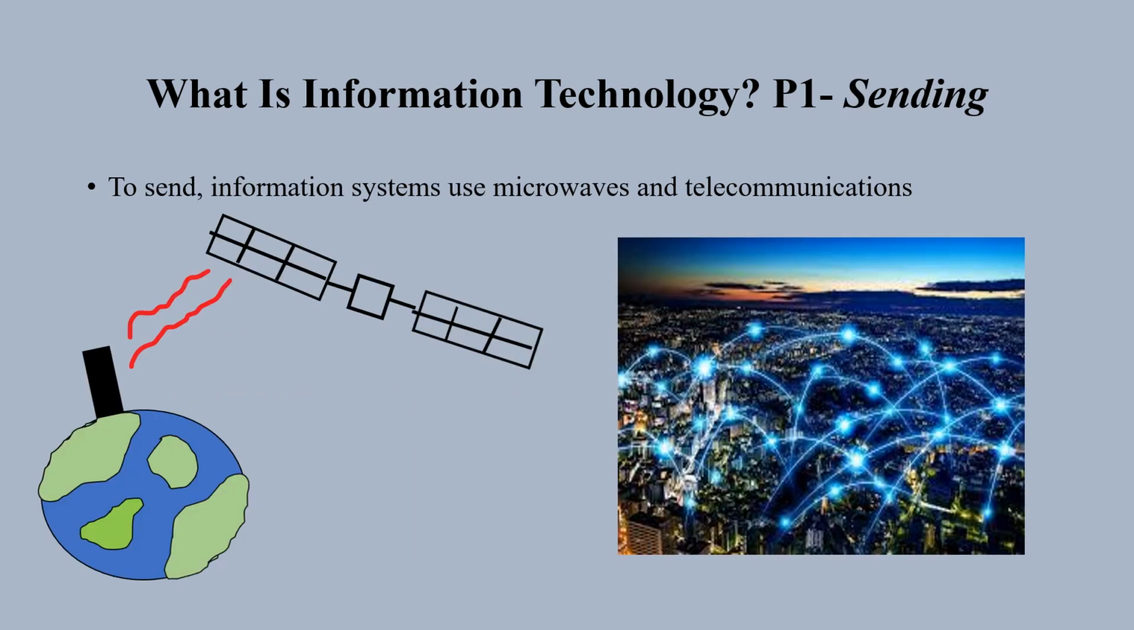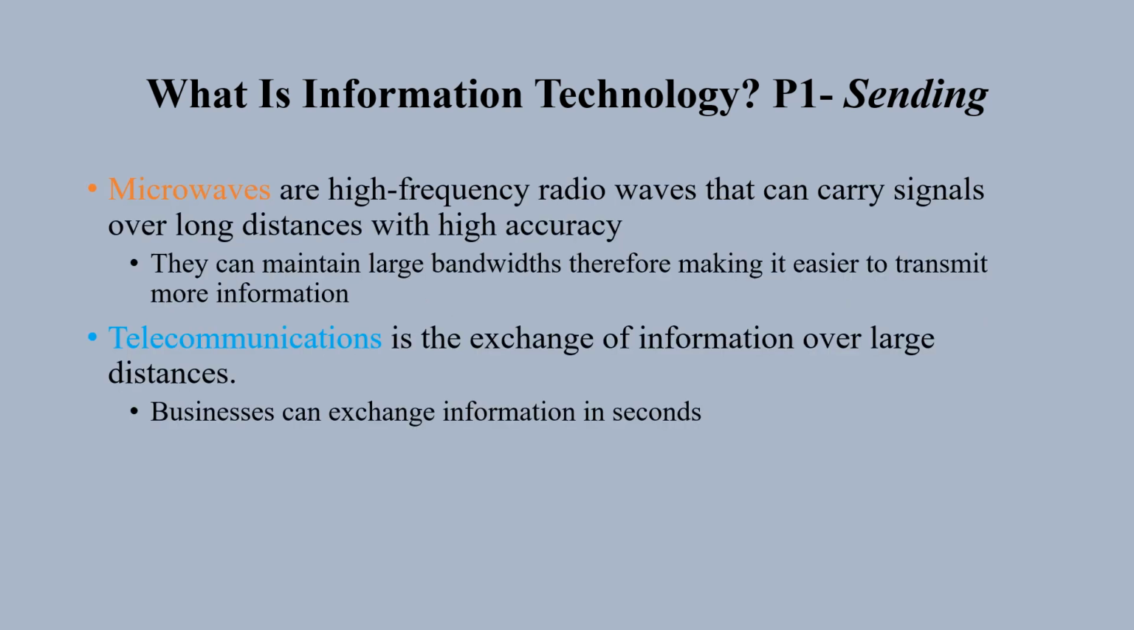What is information technology? The sending aspect of it. To send information, systems use microwaves and telecommunications. So on the left, I drew my little picture of microwaves, the satellite and the building and Earth. And on the right is telecommunications, like a big fishnet over the world, if that makes sense.